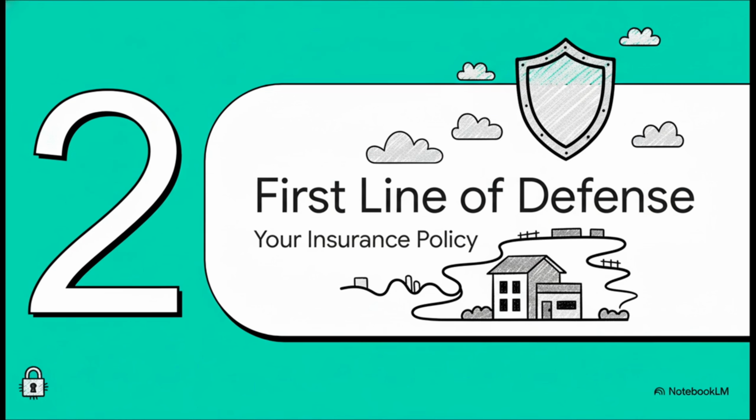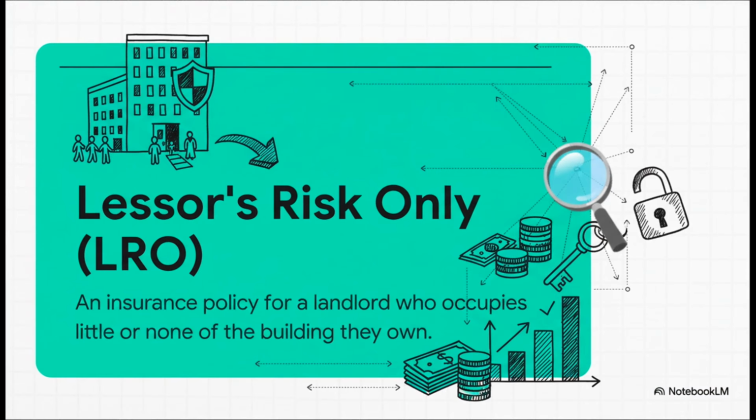Well, your first line of defense is, of course, your own insurance policy. But, and this is a big but, you've got to understand exactly what it's built for and what it's not. For most of you out there, that policy is probably called a lessor's risk-only policy. You'll hear us call it an LRO policy for short. And it's designed specifically for landlords just like you, folks who own a building but lease out most or even all of it to other businesses.